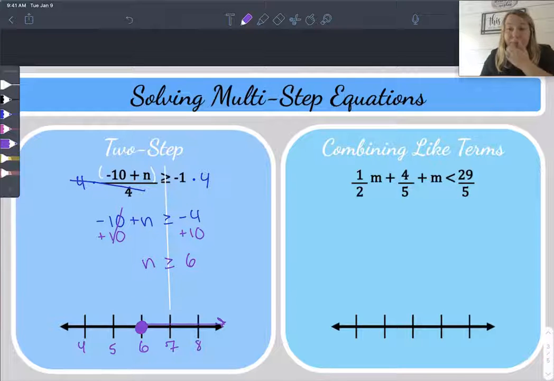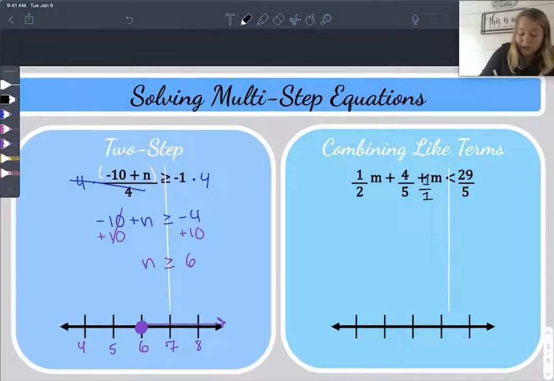In the second example, this is an example of combining like terms. So what I notice here is I have 1/2 m plus m. Now we can treat the m by itself as 1m, or if you want to even go ahead, add another 1 underneath it to make it a fraction. Now to be able to add my 1/2 m to my 1m, I'm going to have to change my 1m to have a denominator of 2. So I'm actually going to multiply both the 1's by 2.